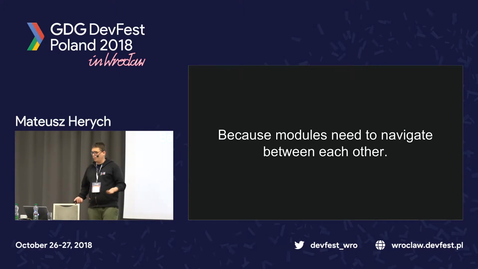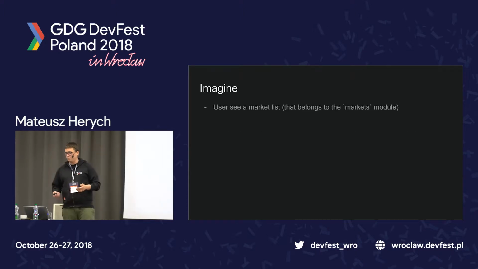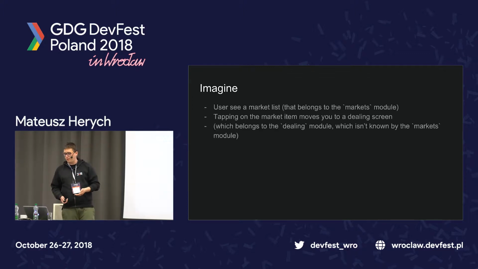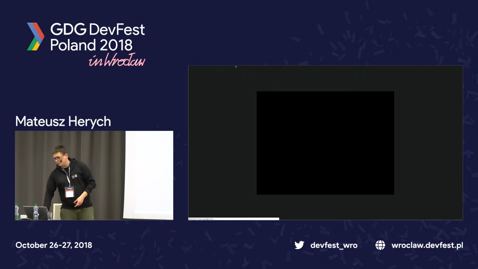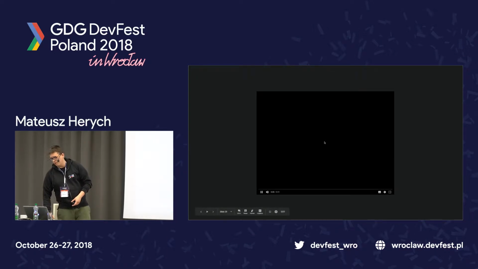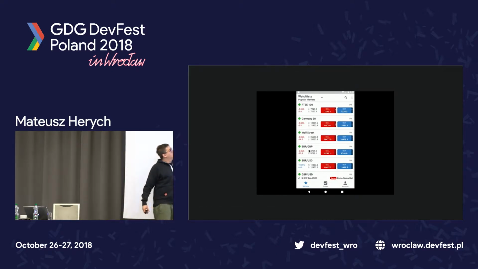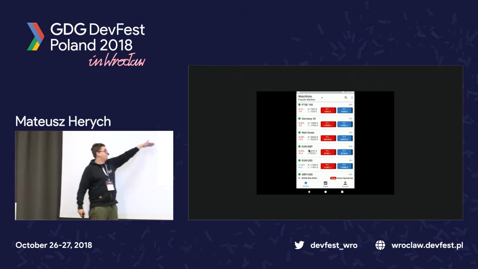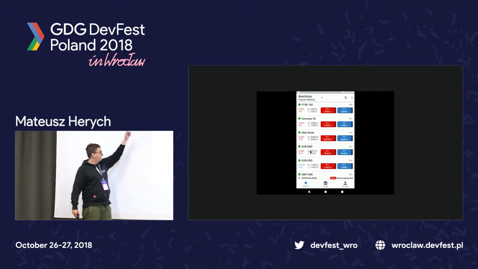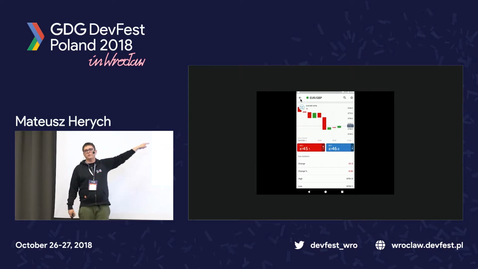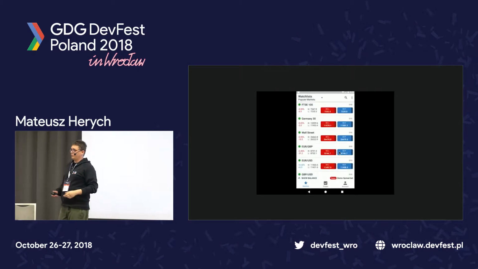So navigation: modules had to navigate to each other. The user sees a market list, and tapping on a market item moves you to the dealing screen, which already belongs to the dealing module. Just to visualize that a bit for you, this is our list of markets. The list of markets comes from the markets module. You tap, and you have the dealing module in here. So you need to do this navigation somehow.